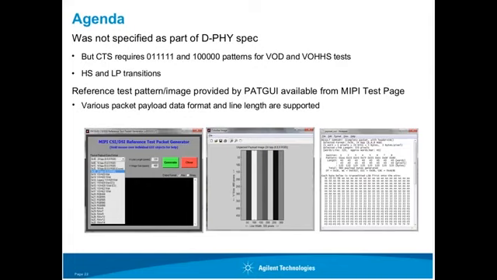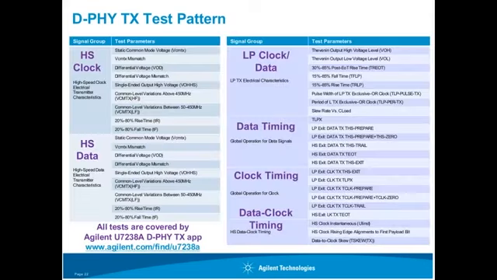If you need some references to generate these patterns, the PAT GUI reference test pattern generator tool is available on the MIPI test page. So if you can program your chip to transmit the pattern, and you're wondering what pattern to send, you can use the PAT GUI tool to generate that pattern file for you. You can also use it to generate various packet payload data formats and line lengths as required for the transmitter test.